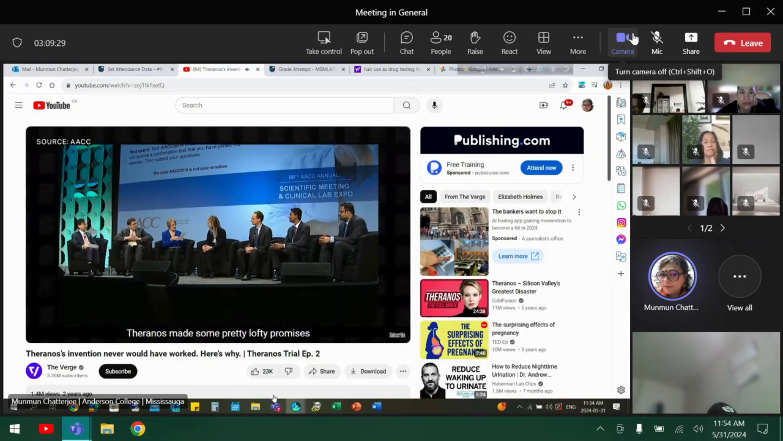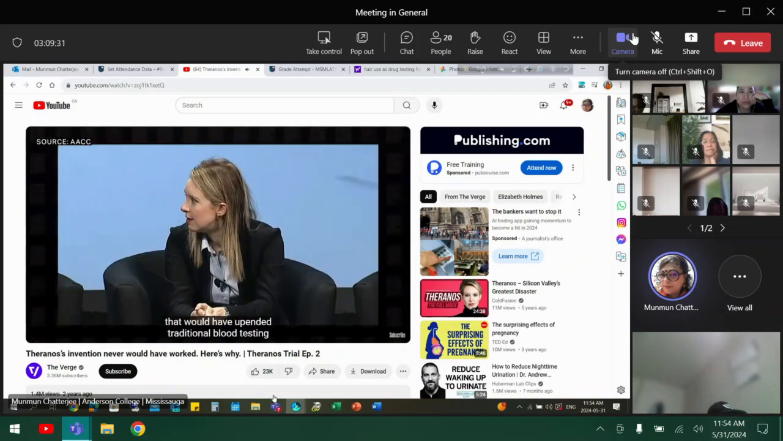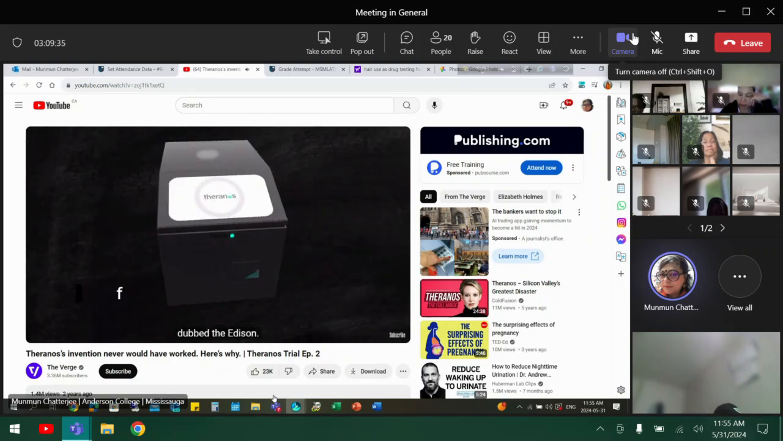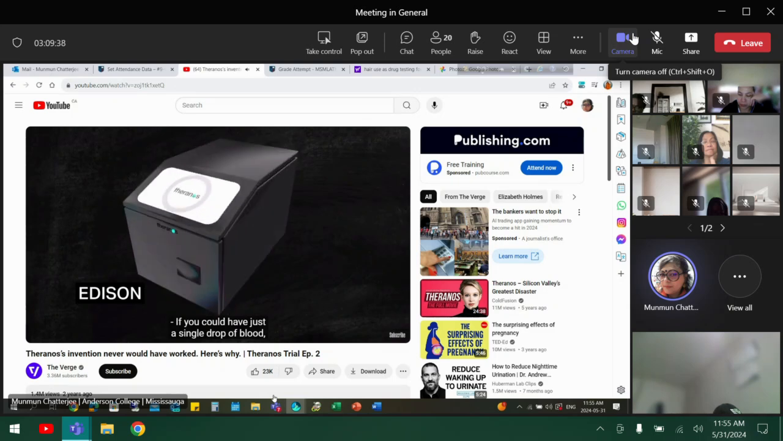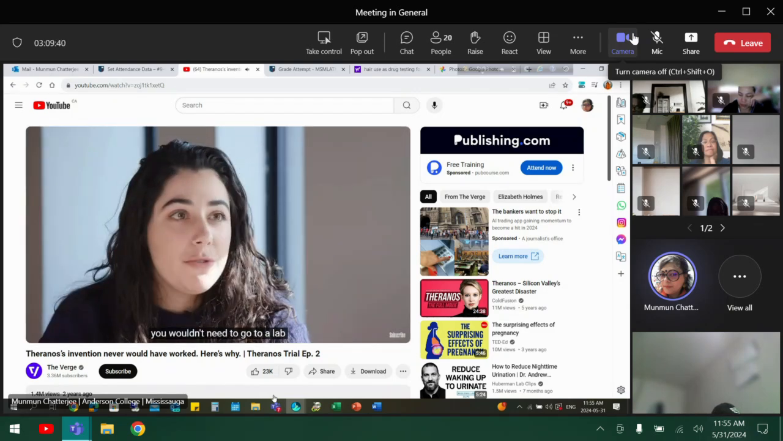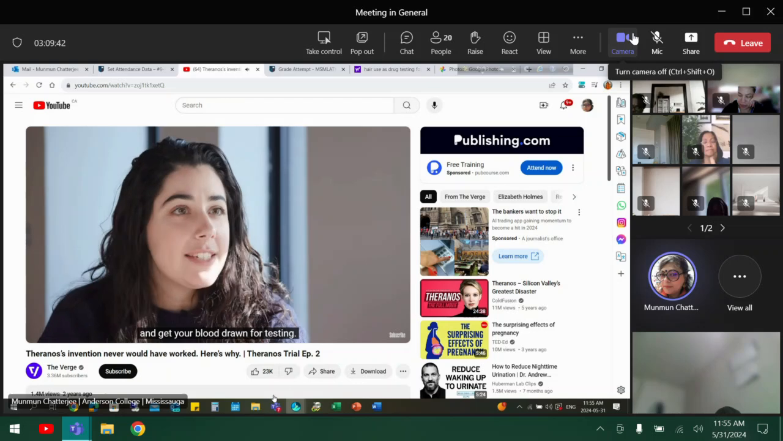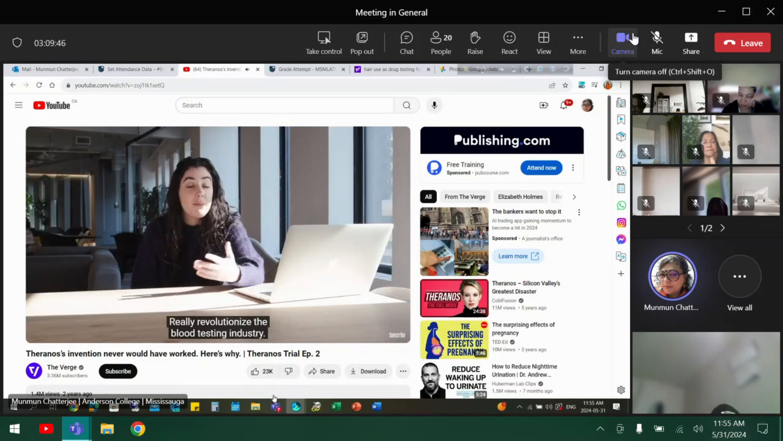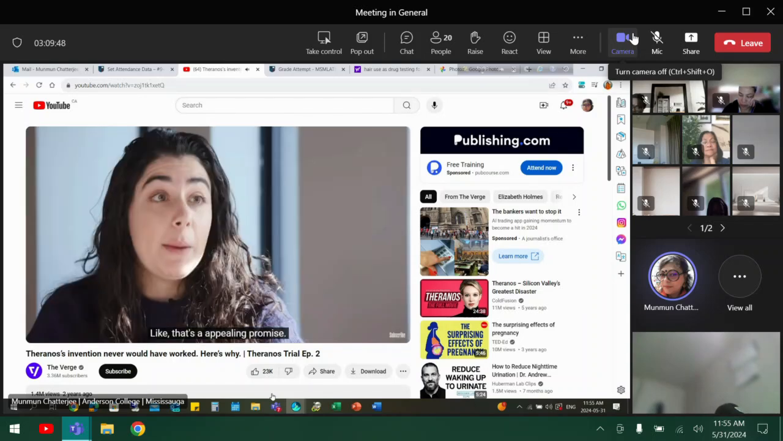Theranos made some pretty lofty promises that would have upended traditional blood testing as we knew it, with its mini-lab dubbed the Edison. If you could have just a single drop of blood, you wouldn't need to go to a lab and get your blood drawn for testing. It would make it so much easier. Really revolutionize the blood testing industry. That's an appealing promise.